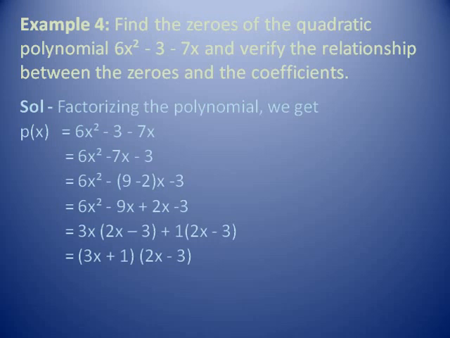Therefore the polynomial becomes 6x square minus (9 minus 2)x minus 3, which is equal to 6x square minus 9x plus 2x minus 3. Taking 3x common from the first two terms, and in the next two terms there is no term common, so the polynomial becomes 3x(2x minus 3) plus 1(2x minus 3). Now taking 2x minus 3 common from the two terms, we get (3x plus 1)(2x minus 3). Thus this is the factorization of the given polynomial.